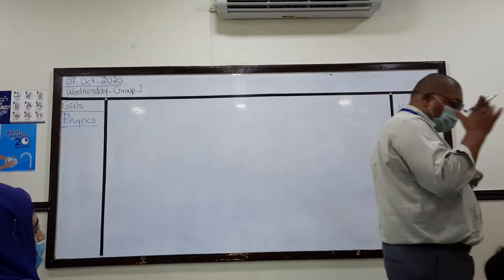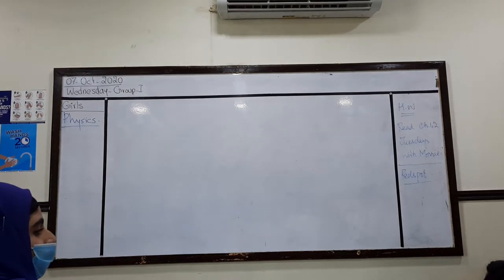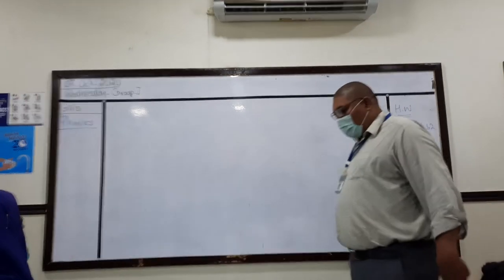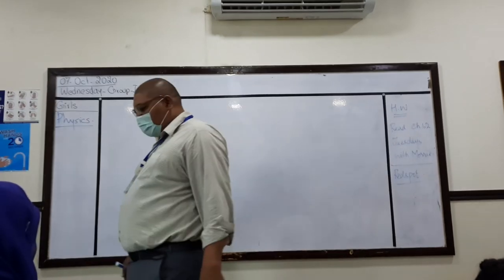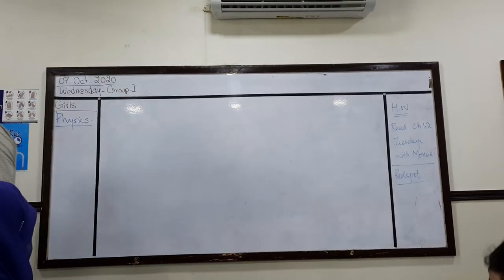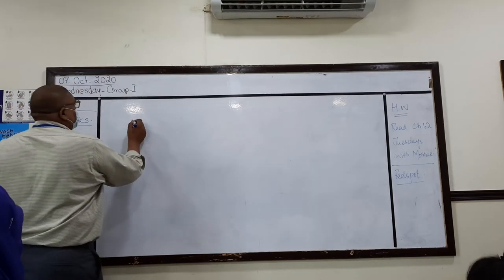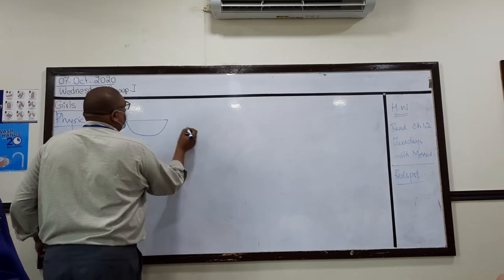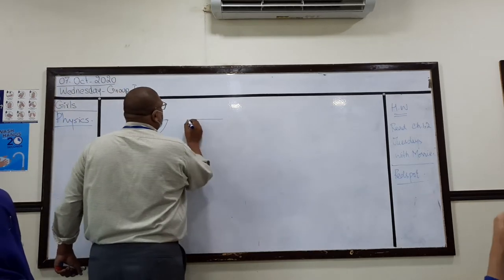The main purpose of today's lesson is that in our last lesson, we learned what is refraction, and we learned the laws of refraction. Today we will further study refraction. Suppose you have a semicircular glass block. For example, here I have a semicircular glass block.